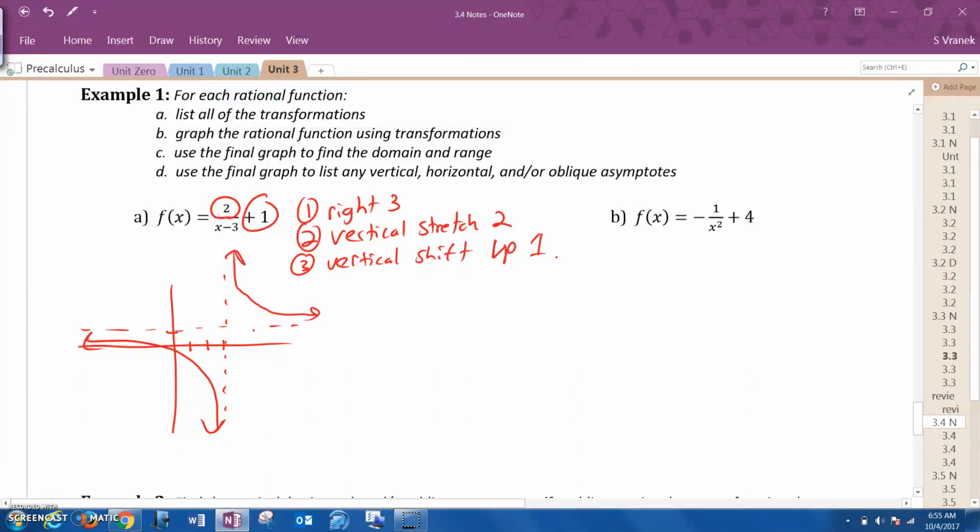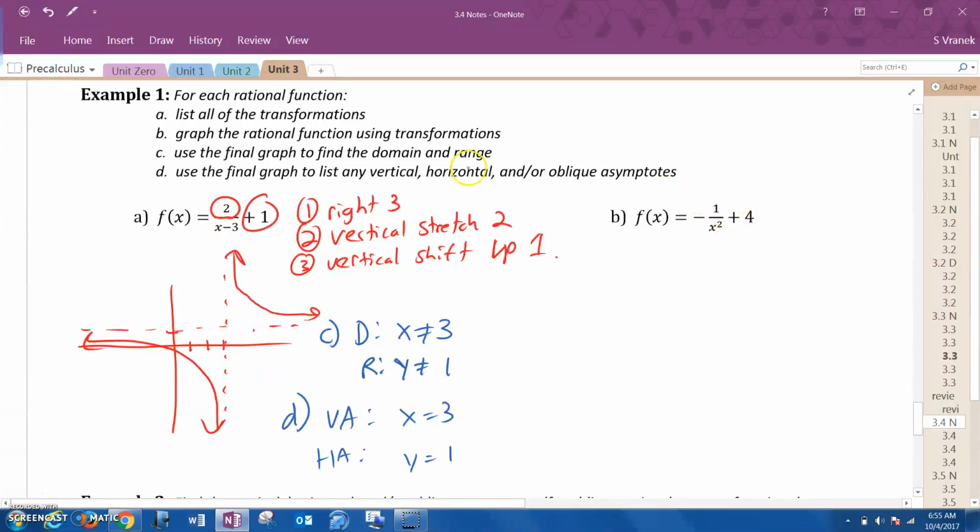B, it says graph it. Use the final graph to define the domain and range. So C, once we have the graph, the domain is that x cannot be 3, and the range is that y cannot be 1. And then D, we would say that there is a vertical asymptote when x is equal to 3 and a horizontal asymptote when y is equal to 1, because it was bottom heavy, so it's just 1.